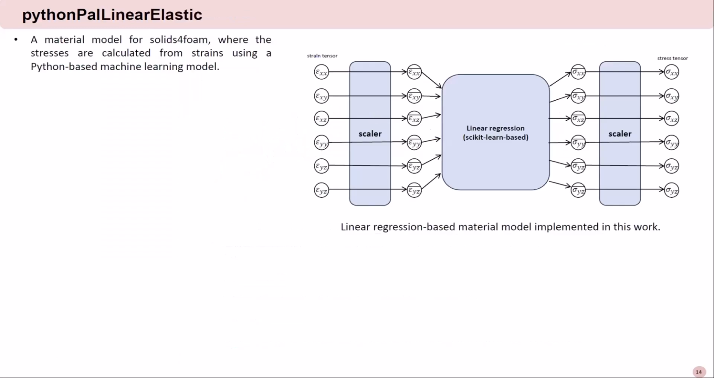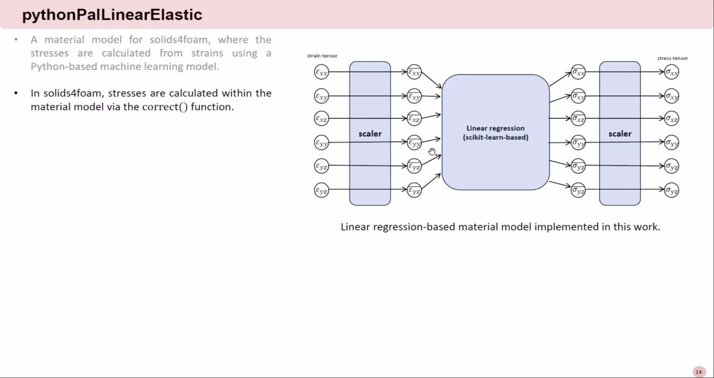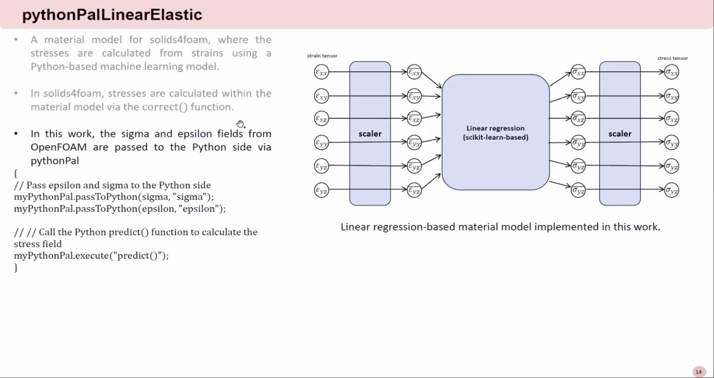So the material model that we implemented is, as I said, mapping the strains to the stresses. And in solids4foam, the material models, or rather the stresses, are calculated within the material model class with a function called correct. And what we did to implement our machine learning method was modify the correct function for one of the material model classes. And these are the modifications that we introduced. Literally, there is no more code than that.